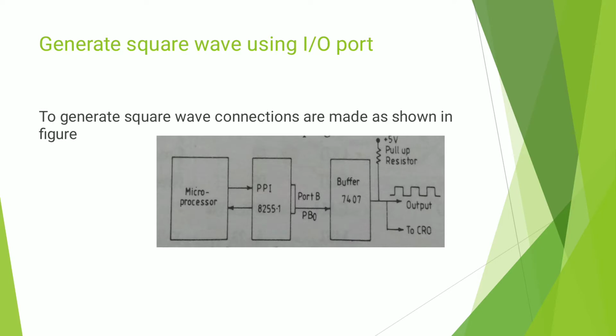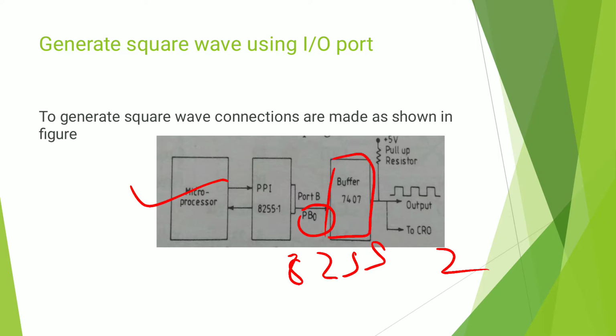Generate square wave using IO port. To generate square wave, connections are made as shown in this figure. The pin PB0 of port B of 8255 is used for taking output. This is connected to a buffer, this one, 7407. The final output is taken from the buffer terminal, this one.